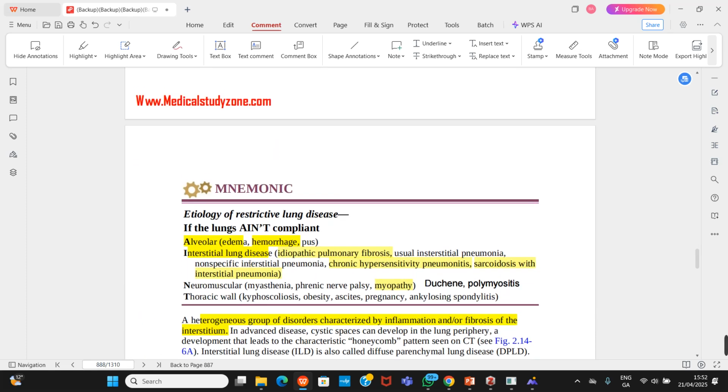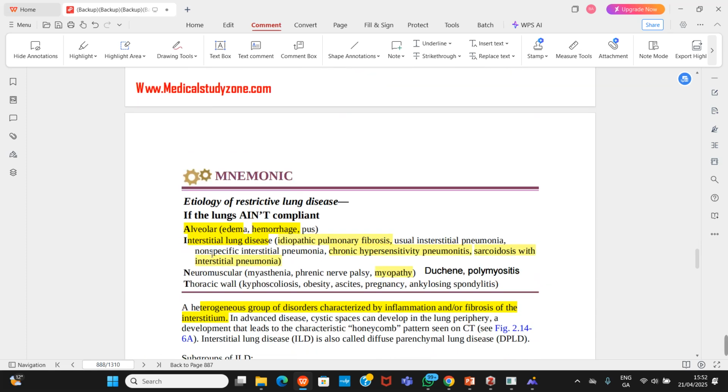Okay, so we are going to use this acronym just to remember everything, and that's the HANT. HANT is for alveolar problem. Maybe there's alveolar edema, there's blood, there's pus in the alveoli, maybe from pulmonary hemorrhage or something. It could be from interstitial lung disease, that's the I of the HANT. So that's the one that we commonly know. So stuff like pulmonary fibrosis, sarcoidosis with interstitial pneumonia, chronic hypersensitivity pneumonitis.